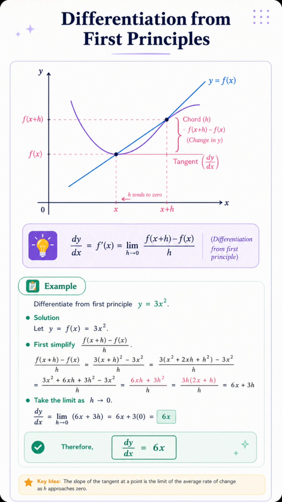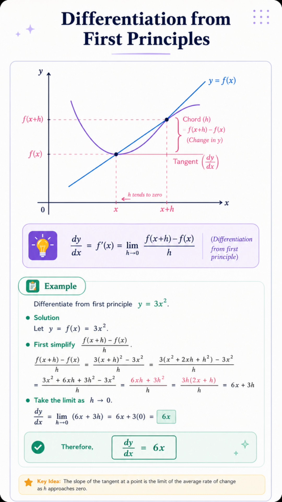Mathematically, we write it as f prime of x, or dy dx, equal to the limit when h tends to 0 of f of x plus h minus f of x all over h. For example, if y equal to 3x squared, applying this formula gives dy dx equal to 6x.